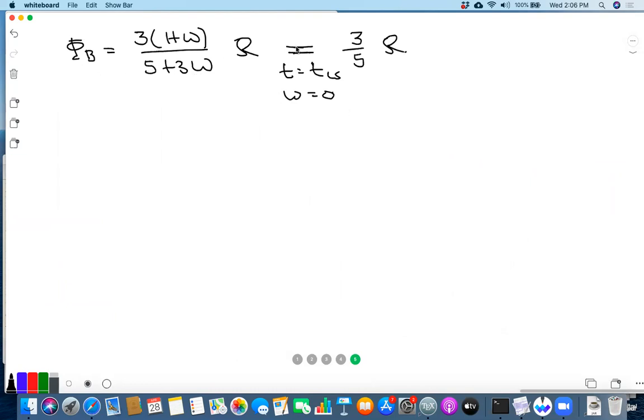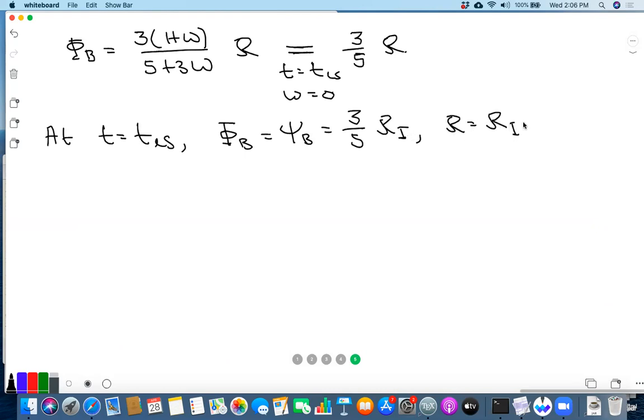So this basically determines all the fluctuations at the time of last scattering in terms of the value of R at the horizon exit, because R at the time of last scattering is the same as R at horizon exit. So at t equal to TLS, what we find is that phi b and psi b, those are equal, are given by 3 over 5 Ri. R is given by Ri, and zeta is given by minus Ri, because zeta is minus R. Is this clear?